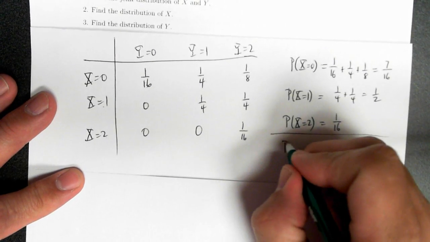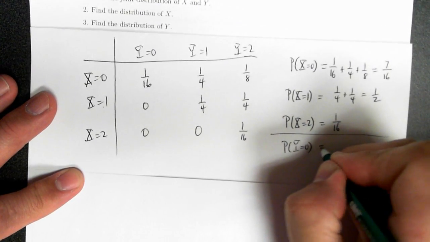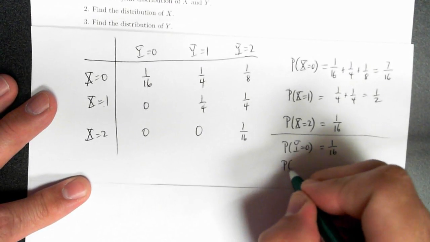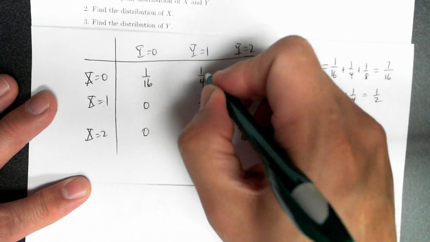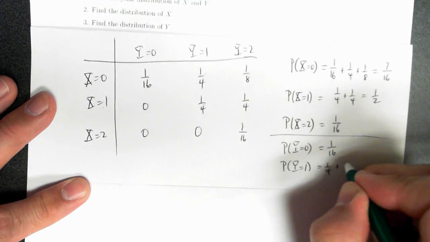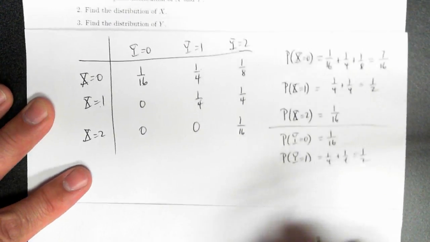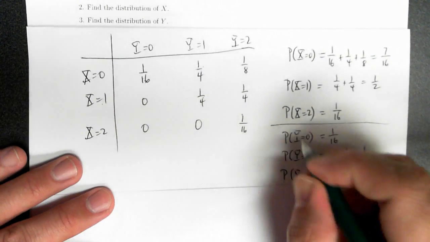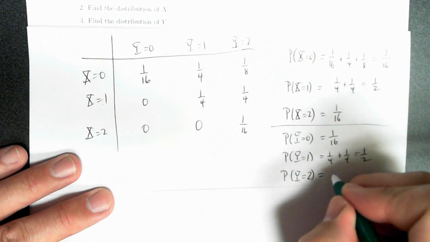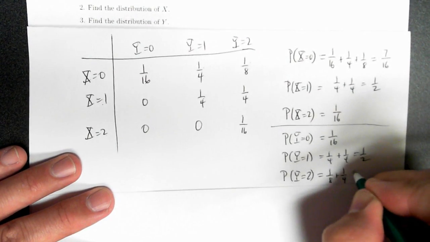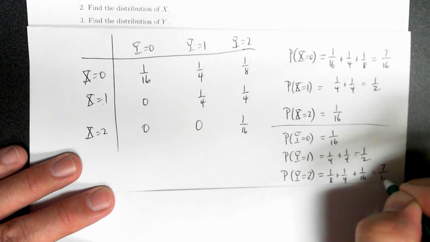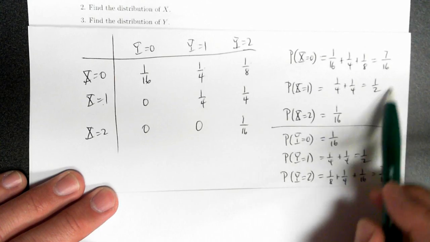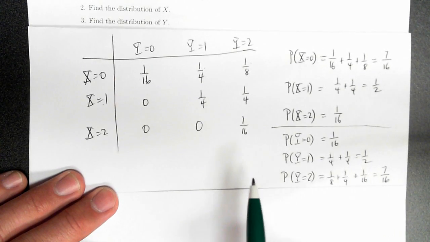So the probability that y equals 0 will be equal to just simply 1/16. The probability that y is equal to 1 will be a fourth plus a fourth for 1/2. And finally, the probability that y equals 2 will be equal to an eighth plus a fourth plus a 16th, which is 7/16. Not surprisingly, if I add up all of these numbers, I get 1. If I add up these three numbers, I get 1. And if I add up these three numbers, I get 1.